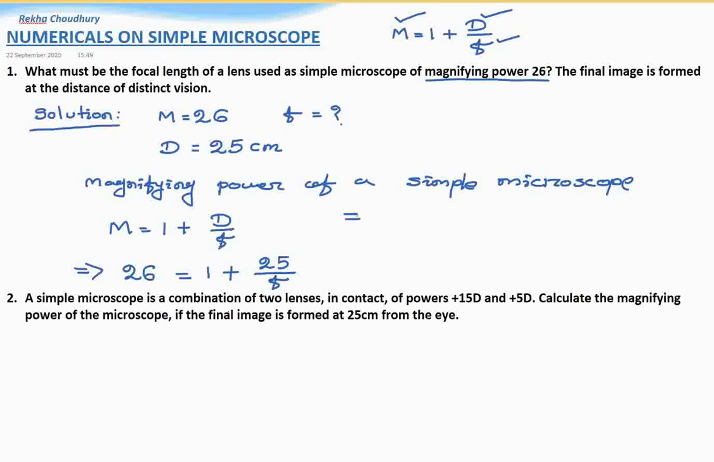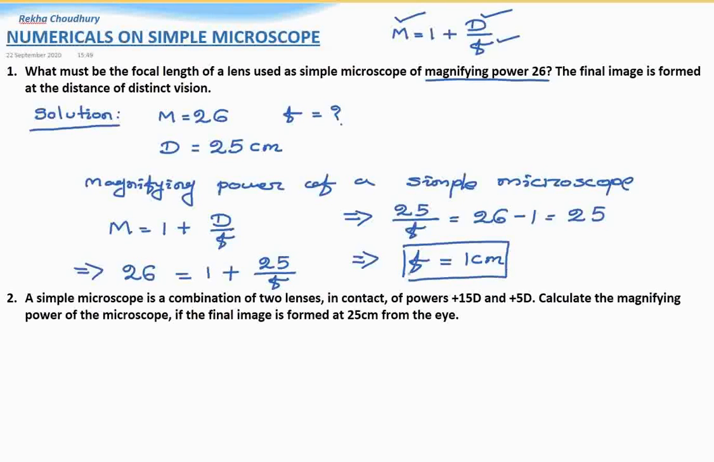or this implies 25 divided by f is equal to 26 minus 1, so this is equal to 25. Hence f is equal to 1 centimeter. This is the answer. Now the second problem.